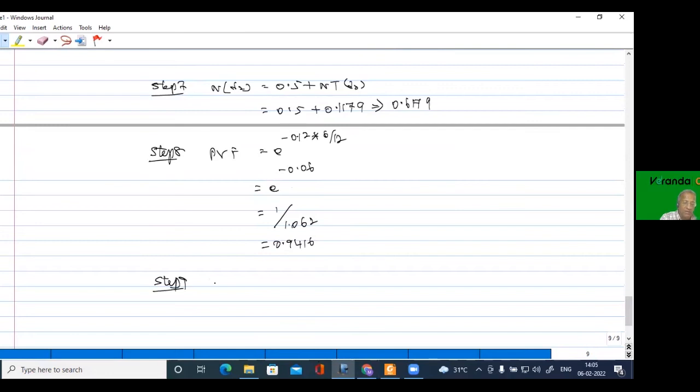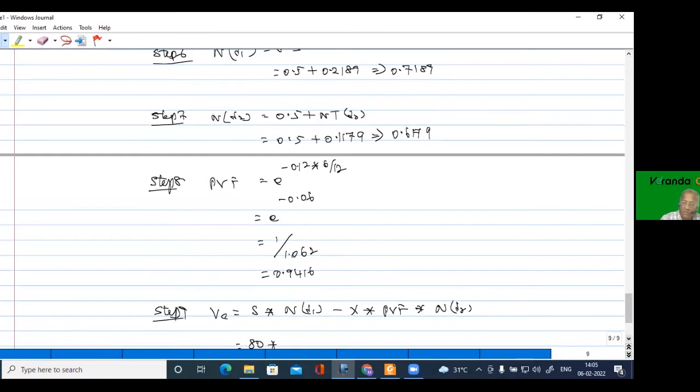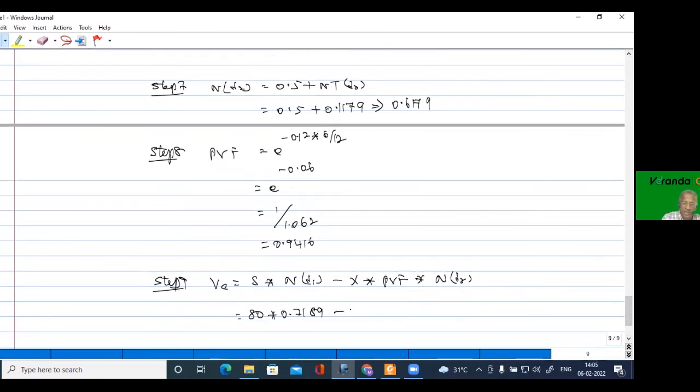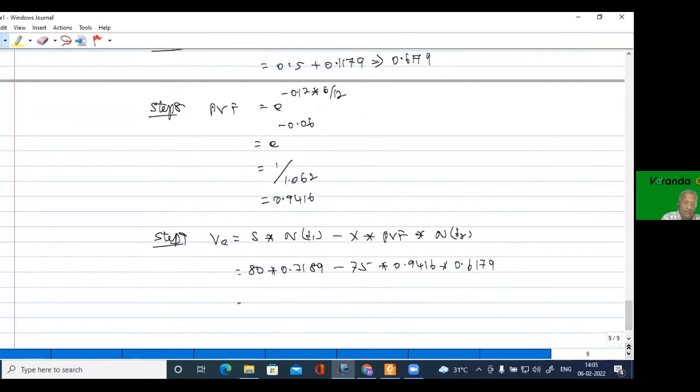Step number 9. The value of the call is equal to S into N(d1) minus X into PVF into N(d2). So 80 into 0.7189 minus 75 into 0.9416 into 0.6179. Now let us use this: 75 into 0.9416 into 0.6179, memory minus; 80 into 0.7189 plus recall memory, it is 13.88. This is the final answer.